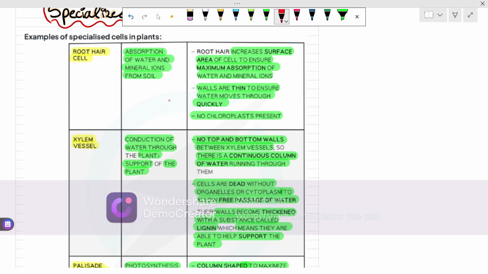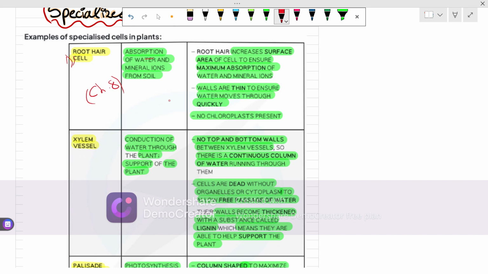An example of a specialized plant cell, the first one is the root hair cell. Root hair cell, we're going to study in detail in chapter 8 when we compare between root hair cells, xylem, and phloem. But this is just a summary about it. The main function is absorption of water and mineral ions from soil.